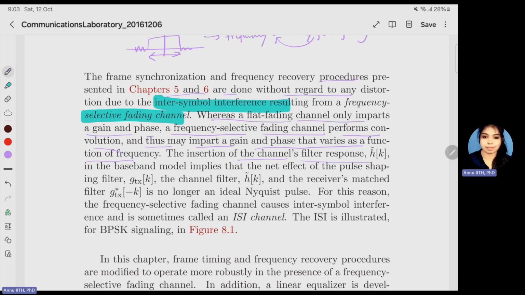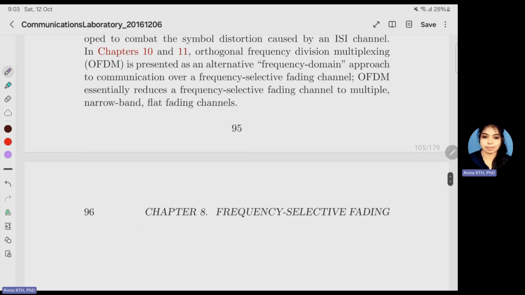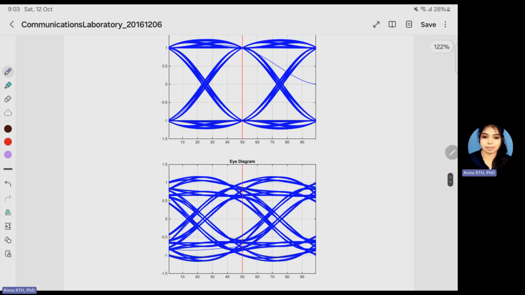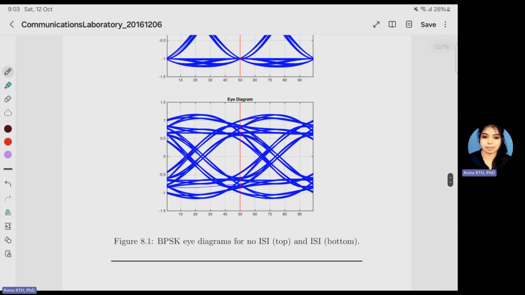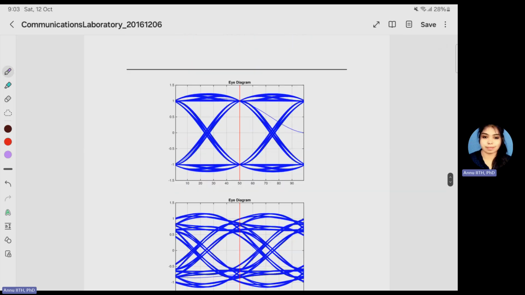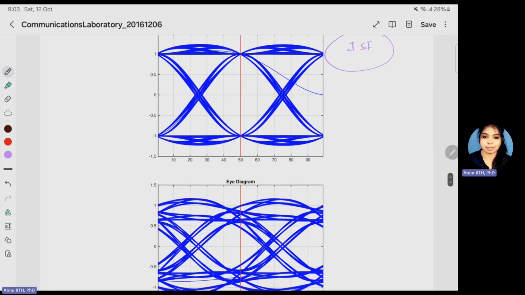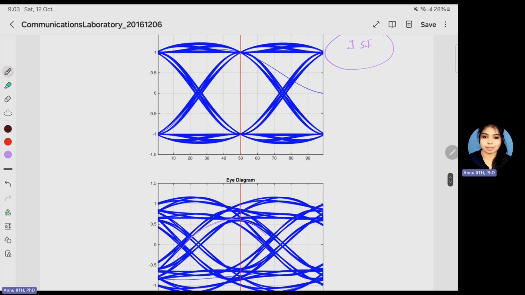The insertion of the channel's filter response H prime K in the baseband model implies that the net effect of the pulse-shaped filter, the channel filter and the receiver's matched filter is no longer an ideal Nyquist pulse. We can see the eye diagram here as well. This is the BPSK eye diagram for no ISI and this is the one with ISI.